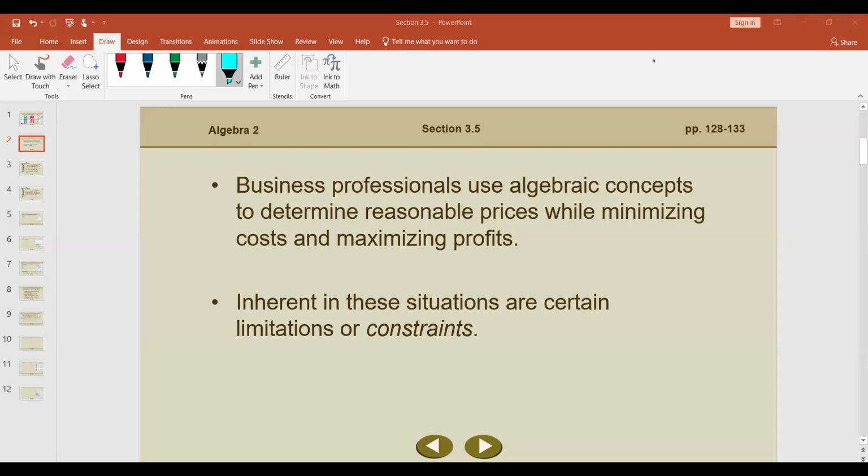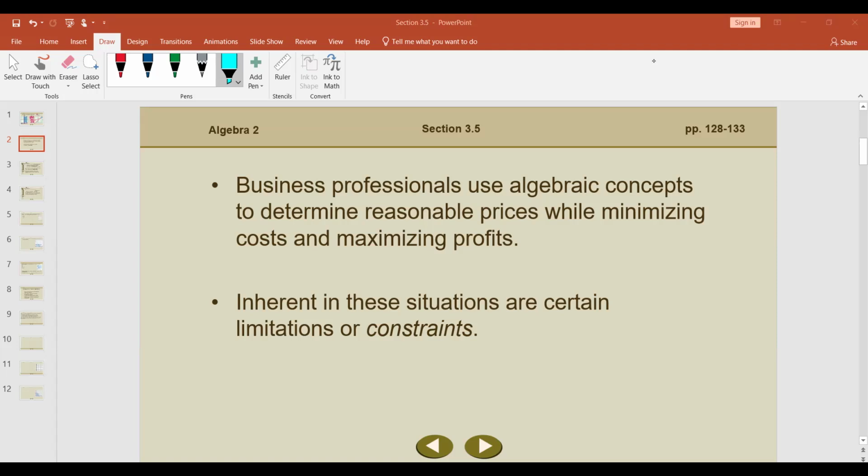But this section is on linear programming. Business professionals use algebraic concepts all the time. One of the ways they do it is to determine reasonable prices so that they minimize costs but maximize profits. Obviously, if things are too expensive, people aren't going to bother to buy them. If they don't match the cost of making it, you're never going to make any money. So we have to find the balance between those two.